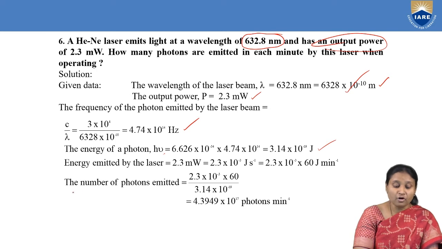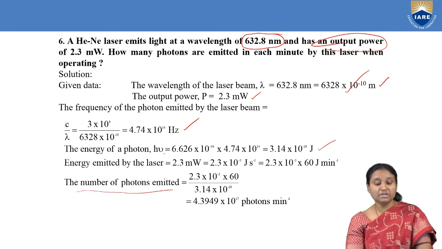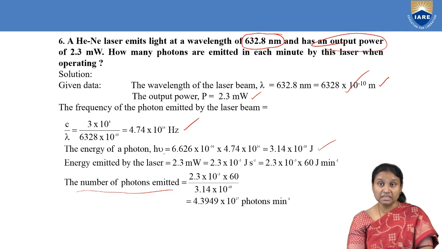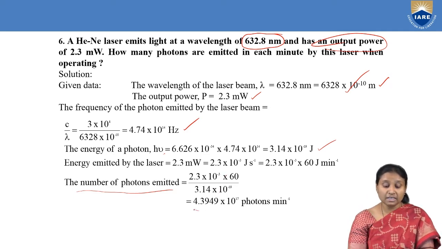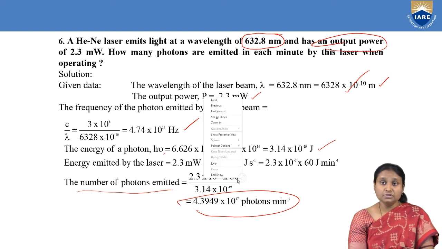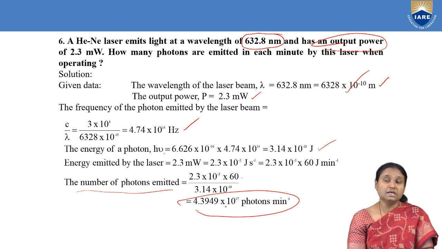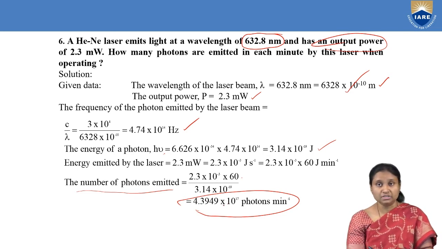Now, what is the formula for photons emitted? The formula for photons emitted is energy emitted by the laser divided by energy of photon. So if you do it, we'll get this number of photons emitted. If we divide energy emitted by the laser by the energy of photon, we simply end up having the number of photons emitted per minute.